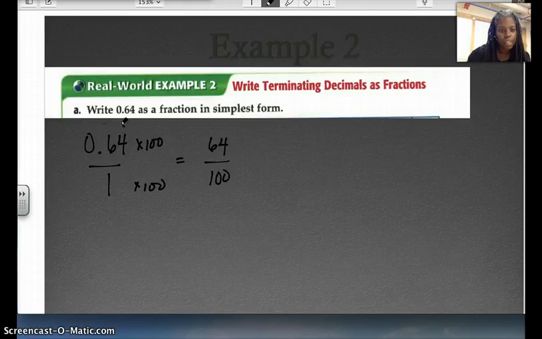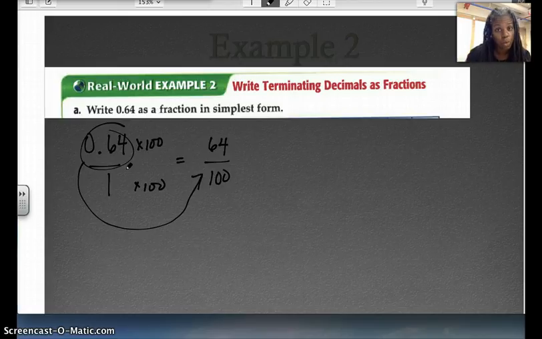Some of you would have looked at this value and gotten 64 over 100 anyway, because you recognize that to read this number is 64 hundredths. That's perfectly fine as well.